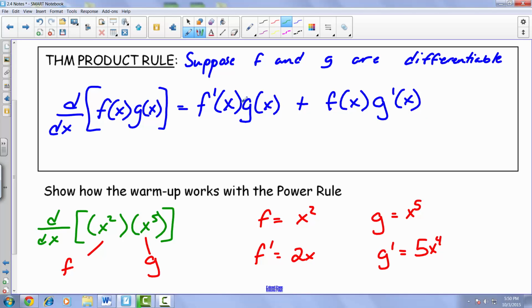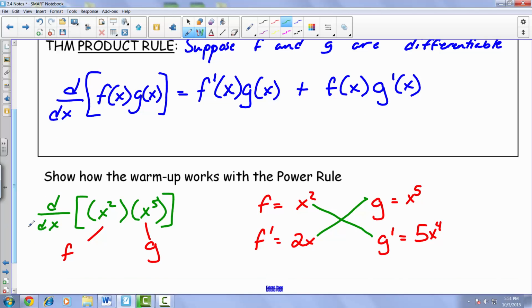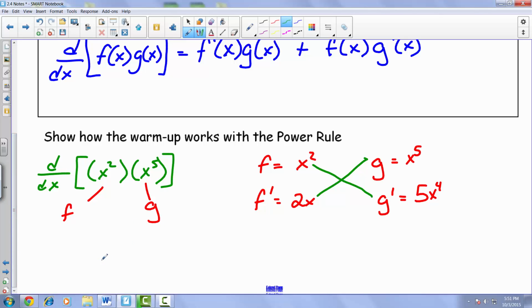And notice you're multiplying f prime of x times g of x. That would basically be these two. So what we're going to do is create essentially a cross, f prime of x times g of x, and then f of x times g prime of x. And so as a result, you should end up with 2x times x to the fifth plus x squared times 5x to the fourth.